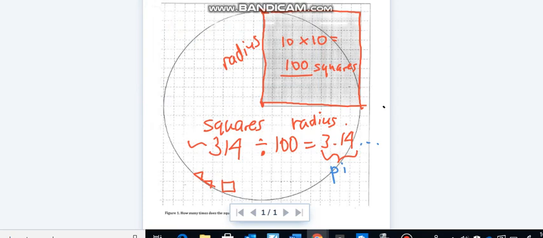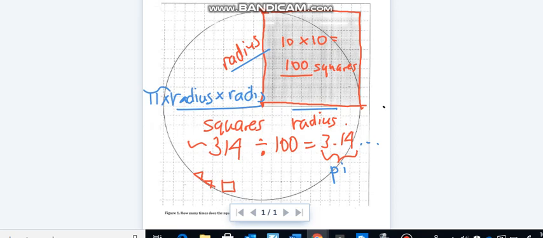So that means this gray square fits into the circle pi times. Its area fits inside the circle pi times, which means that whatever the area of the square is, if I multiply it by pi, that's going to give me the area of the circle. Now to find the area of the square, we went 10 by 10, but actually what we did is we multiplied the radius times the radius, and that gave us the area of the square, and then we're going to multiply that by pi.